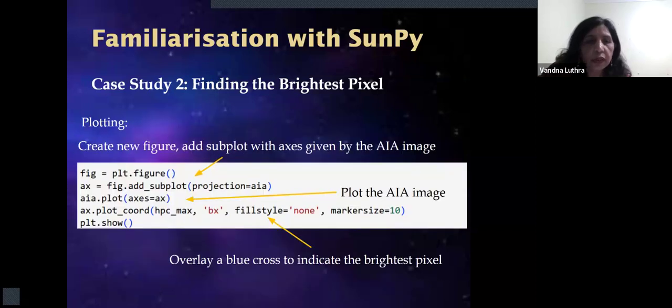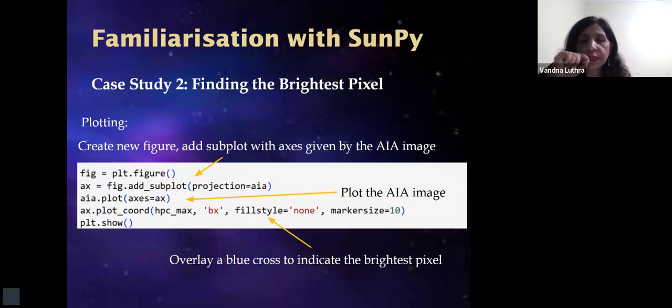Once we do this, we create a new figure and add a subplot with the axis given by the AIA image. So fig is equal to plt.figure, ax is equal to fig.add_subplot, projection is equal to aia. So it gets back the same kind of parameters as were given in the original picture. Then ax.plot_coord with the parameters hpc_max, 'bx', fillstyle is none, and the marker size is 10, then plt.show. What it is doing is that it has identified the pixel with the maximum brightness, and it is labeling that with a cross. So it overlays a cross to indicate the brightest pixel.